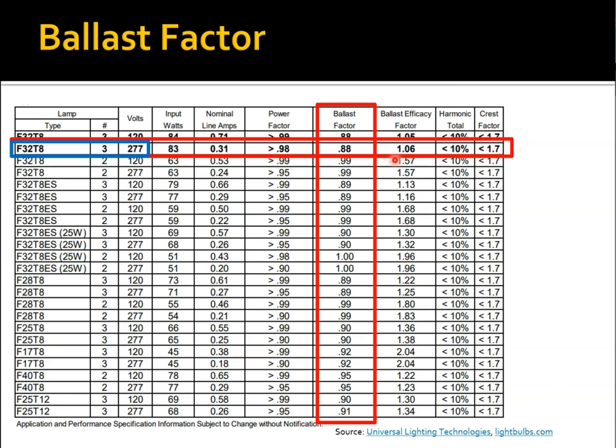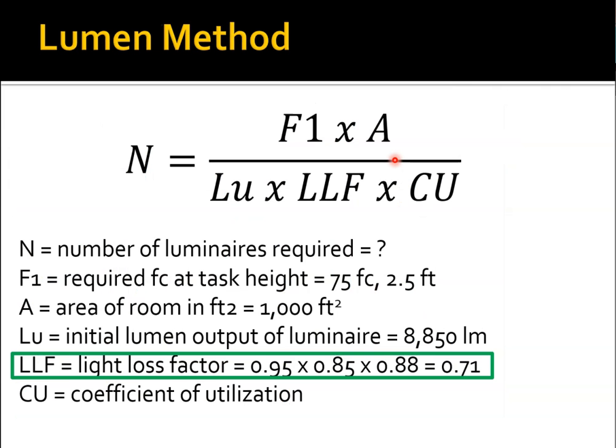All right, so now we have those 3 variables: lamp lumen depreciation, lamp dirt depreciation, and then our ballast factor. You multiply those 3 together, and you get 0.71. Okay, so that's our light loss factor. It's 0.71.